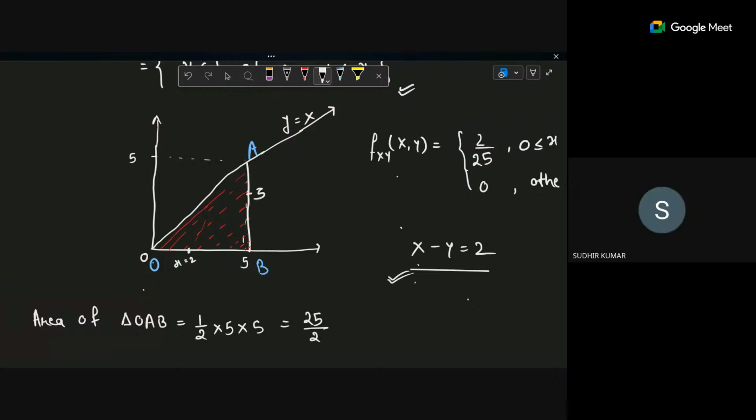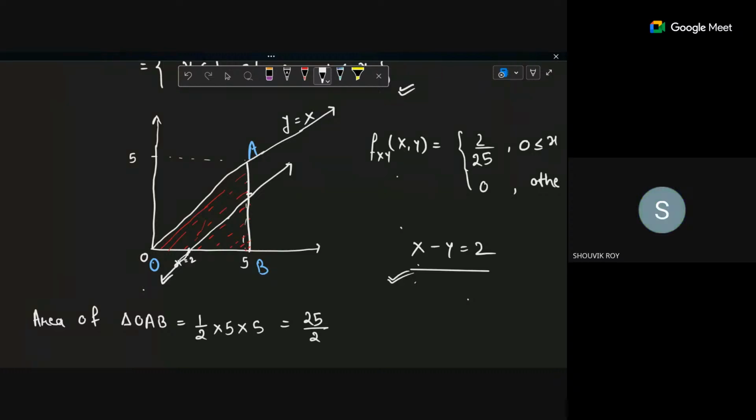Ma'am, is the answer for this question 16 by 25? Yes. Okay, so can we go by graph, ma'am? Easily by triangle. Yeah, I have to go by graph, I think. We are going with the graph only. That will be the easiest path.